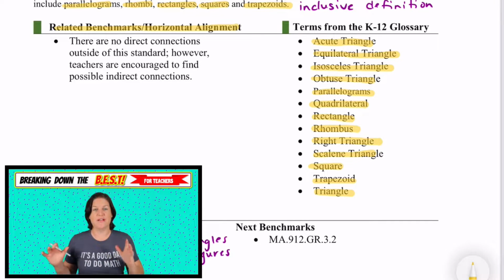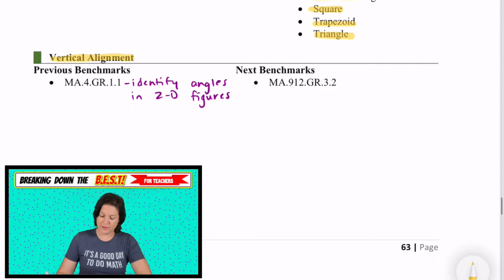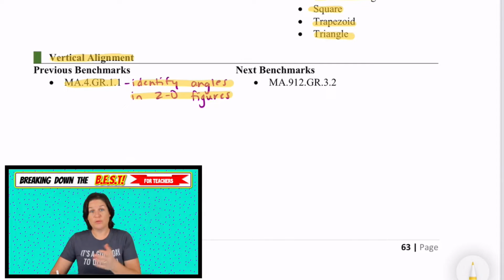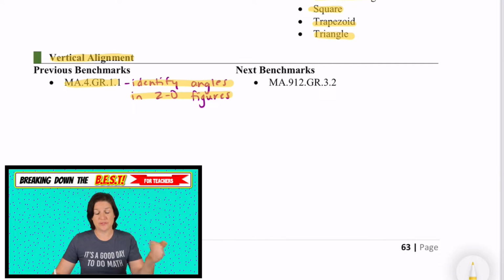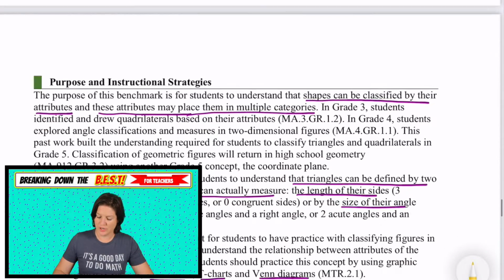Again, all of this is broken down in the video lesson. So if you're not sure of what these terms mean, I'll show you where you can locate the video lessons that are intended for students, but still gives you the ability to learn from them too. Where are they coming from in fourth grade? Well, we've got 4.GR.1.1, which is identifying angles in two-dimensional figures. So coming up from fourth grade, they should know what an acute angle, obtuse, right, all of that. They should also know what quadrilaterals are and the different types of quadrilaterals as we classify them. And there will be other benchmarks in high school that they will follow up with this, especially when it gets to geometry.